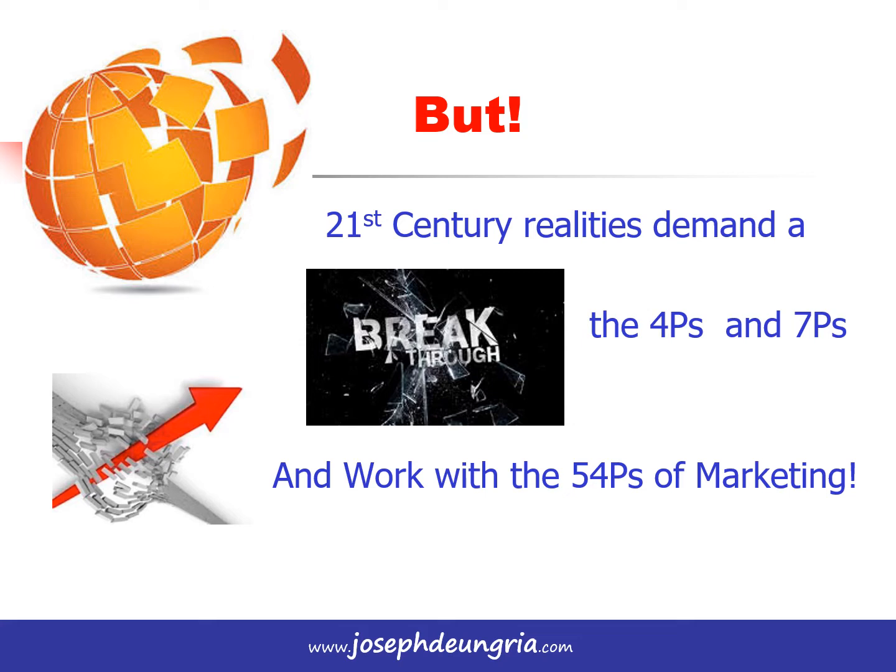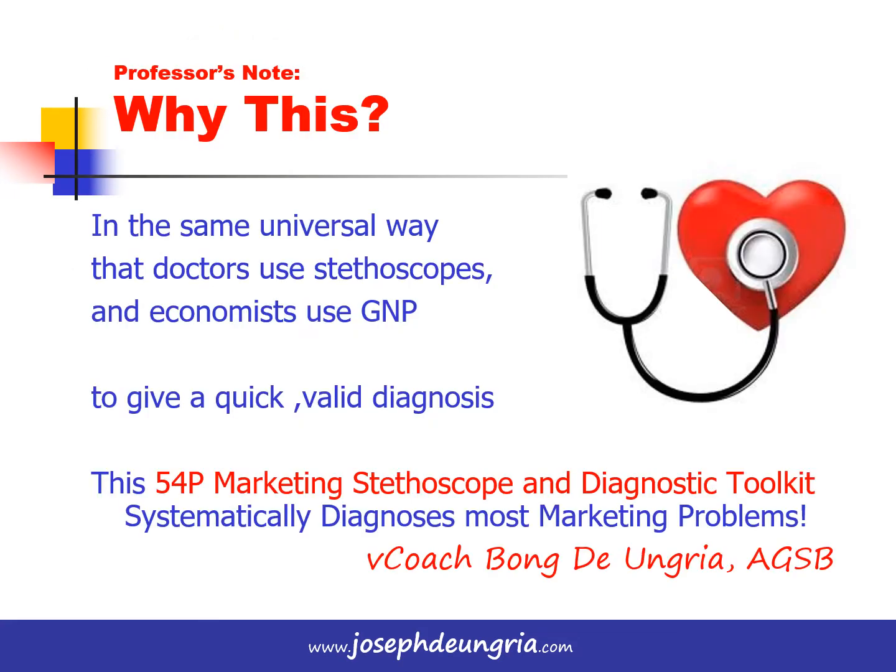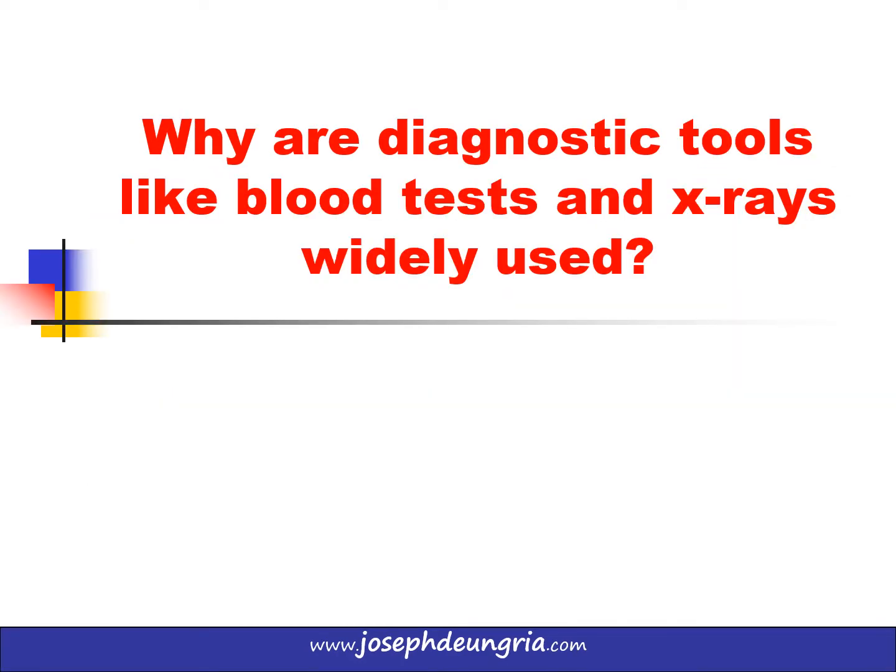So in the 21st century, it's no longer sufficient to have the 4 Ps and 7 Ps alone, but we'll have to work with the 54 Ps of marketing. Why this model? In the same way that doctors use stethoscopes, economists use GNP, what else? We need quick indicators to give us a valid diagnosis. This is the same for this 54P model. This allows you to quickly diagnose most marketing problems.